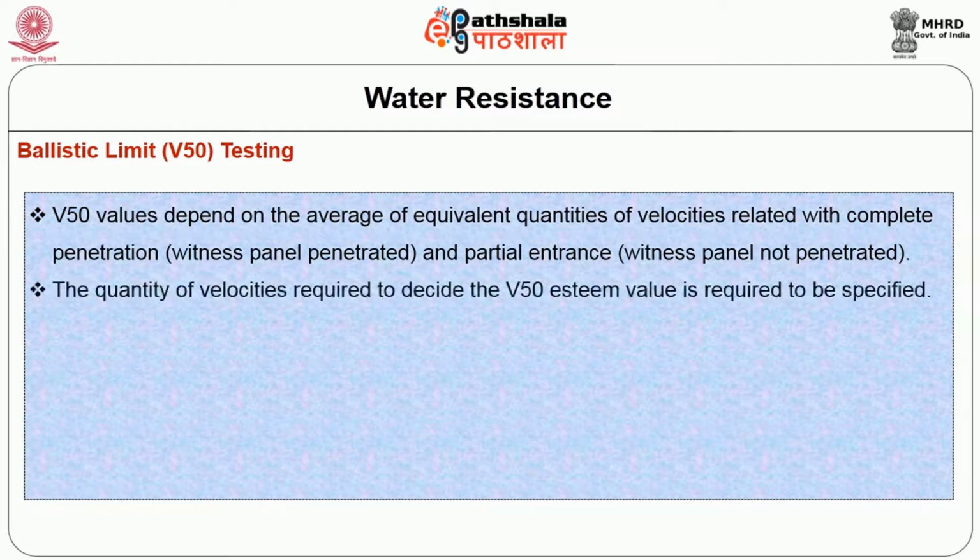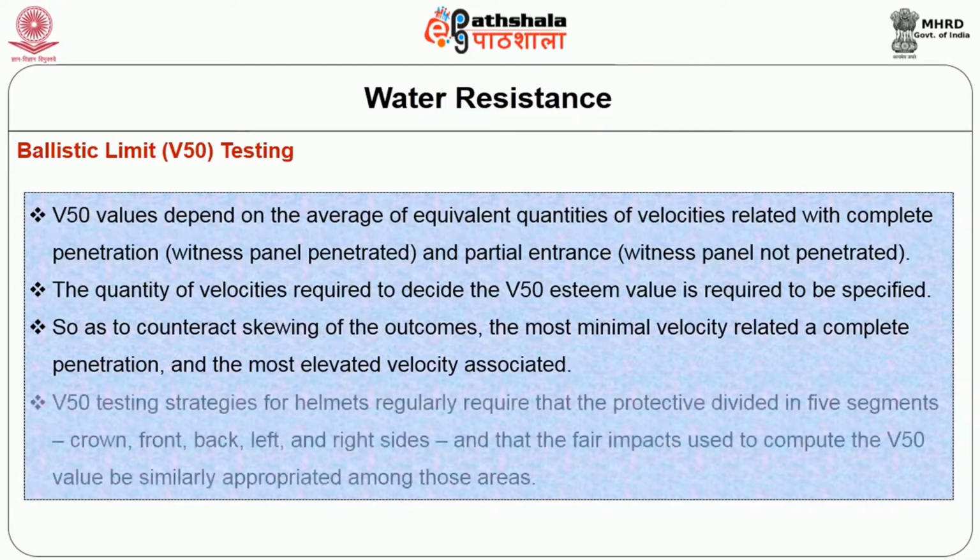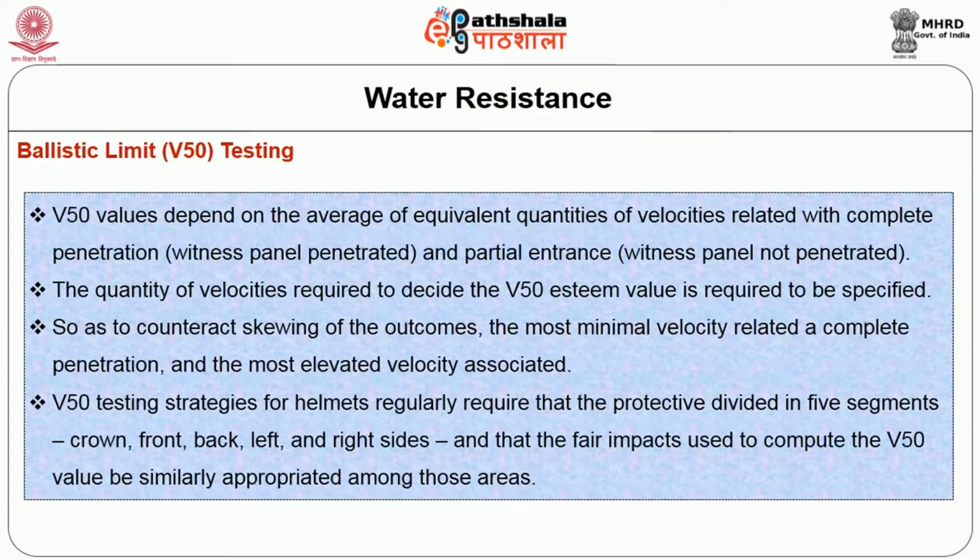The quantity of velocities required to decide the B50 value needs to be specific so as to prevent skewing of the results. The lowest velocity related to a complete penetration and the highest velocity associated with a partial penetration can also be explained. B50 testing strategies for helmets regularly require the protective clothing, namely woven fabric, to be divided into 5 segments in different places of the parts, namely crown, front, back, left and right sides of the body part, to compute the B50 value in the fabric samples.